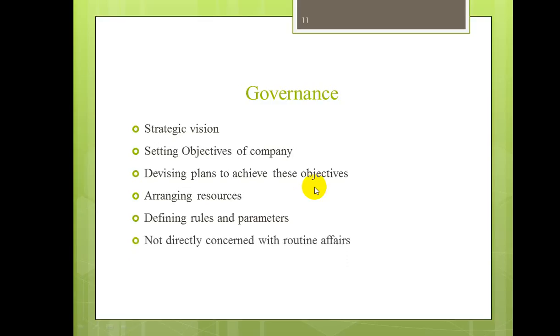Now next we have not directly concerned with the routine affairs. Routine affairs means day-to-day affairs. So governors are not directly concerned with the day-to-day affairs. Normally they are not concerned with that directly.